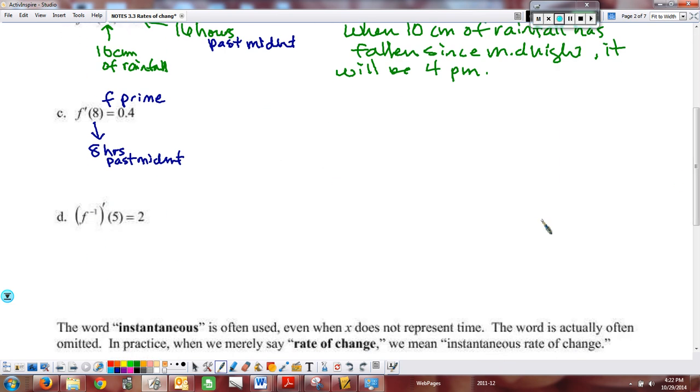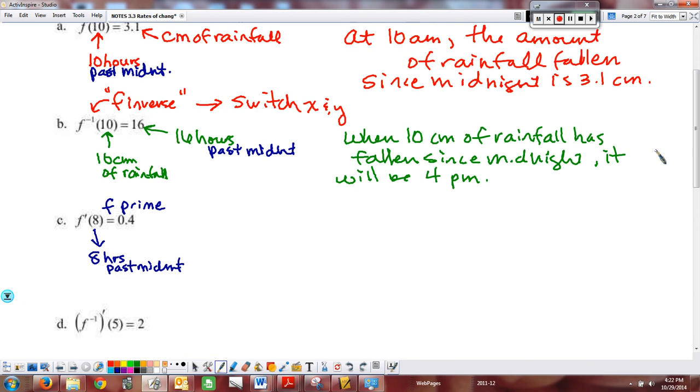All right, so we have 8 hours past midnight, and remember that your derivative is your slope, your change in y over your change in x. So our quantity was centimeters of rainfall. So now this 0.4 is a change in y over change in x, so it's going to be our centimeters of rainfall per hour past midnight. All right, so it's our change in y over our change in x.